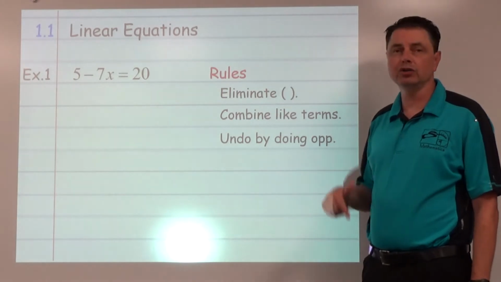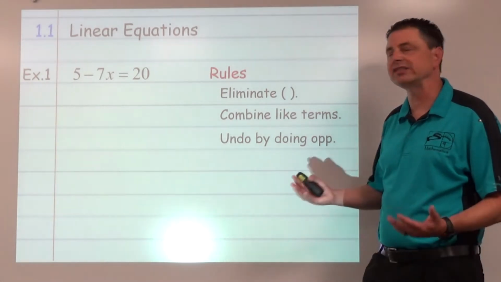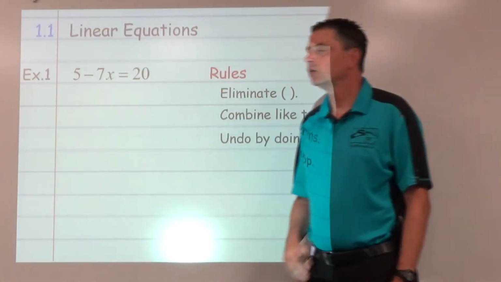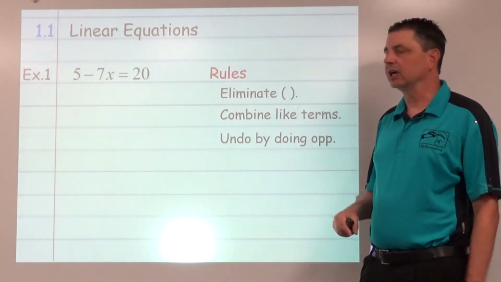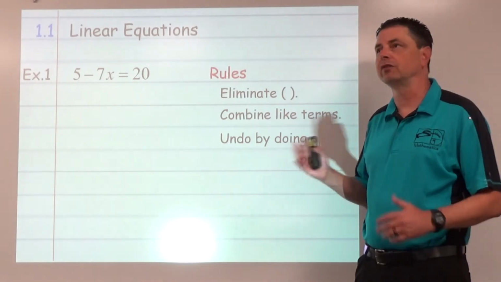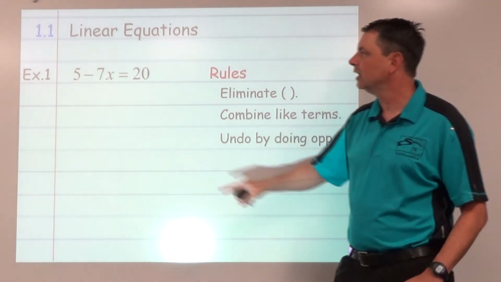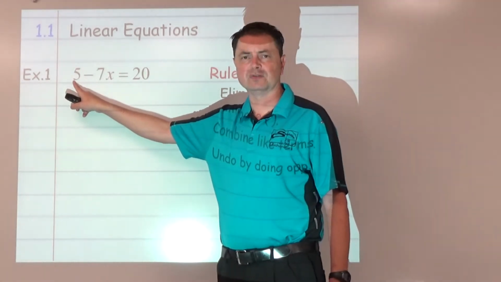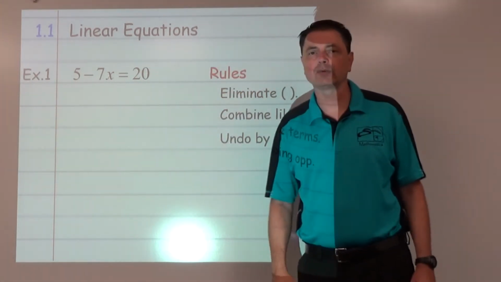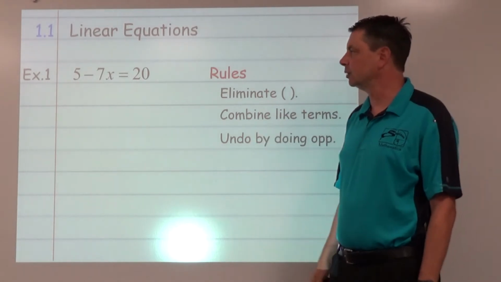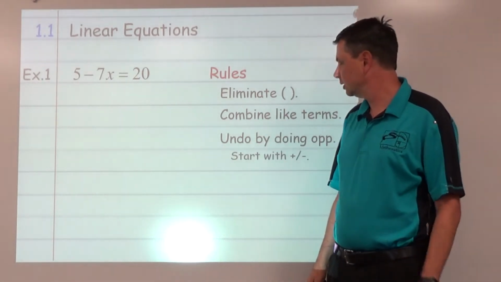And then we're going to undo by doing the opposite. So we want to solve for x over here. We want to get that by itself. So we're going to undo the other stuff by doing the opposite. We typically want to start the farthest away from our variable. So we are going to want to get rid of this 5 first. So to do the opposite of 5, we're going to go -5 on both sides. So that's going to be our first step.